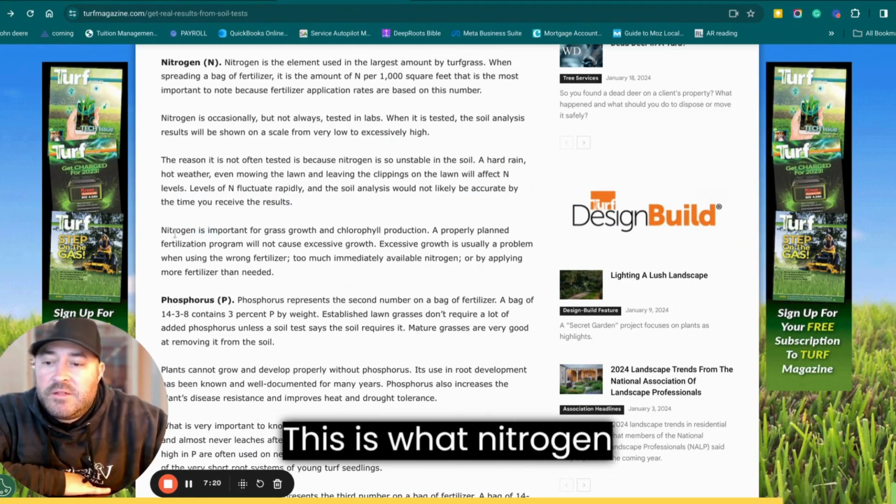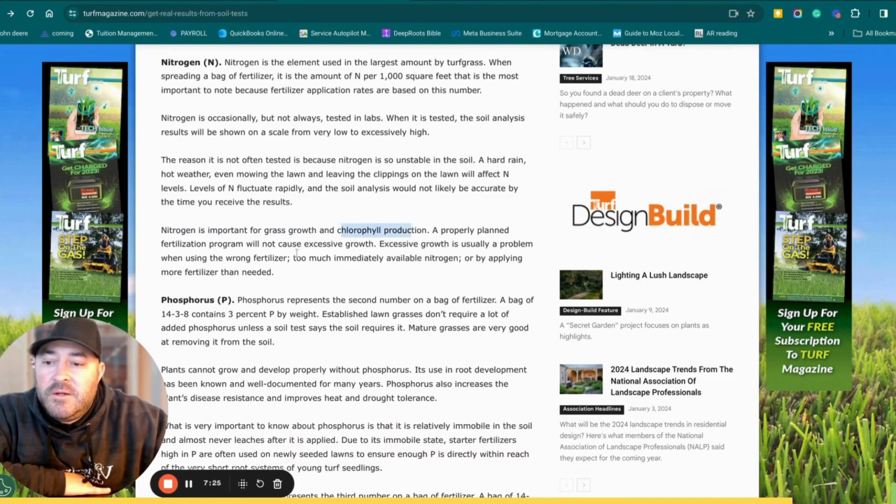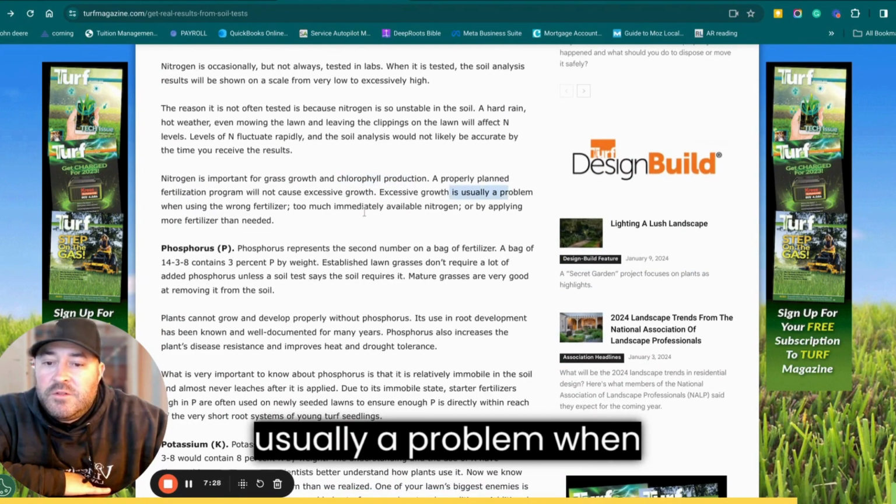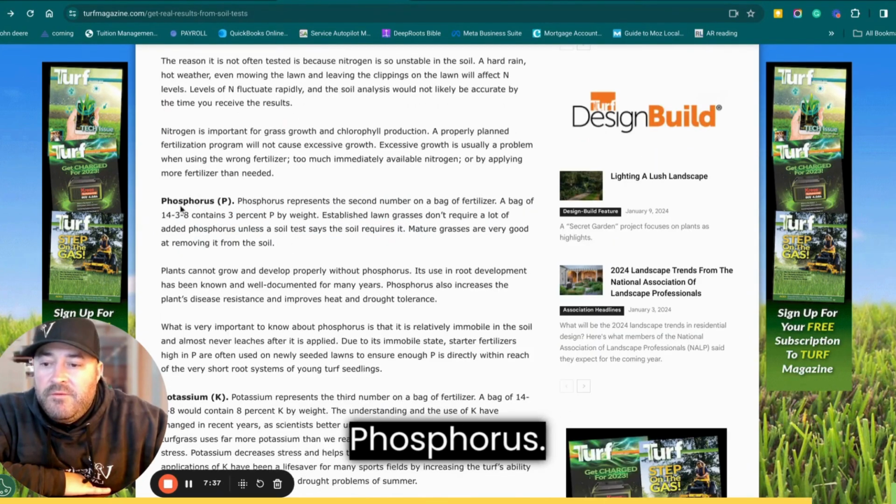This is what nitrogen does. Nitrogen is important for grass growth and chlorophyll production. Excessive growth is usually a problem when using the wrong fertilizer, too much immediately available nitrogen, or applying more fertilizer than needed.